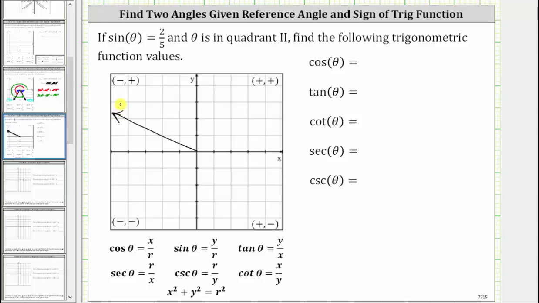Then the reference angle would be the angle formed between this ray and the x-axis, or this angle here. Let's also sketch the reference triangle, which should be this triangle here.